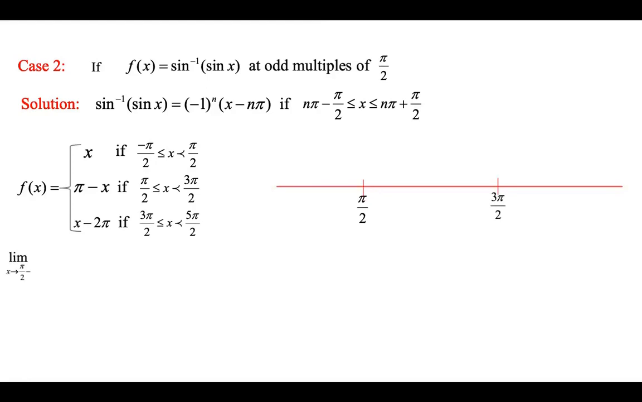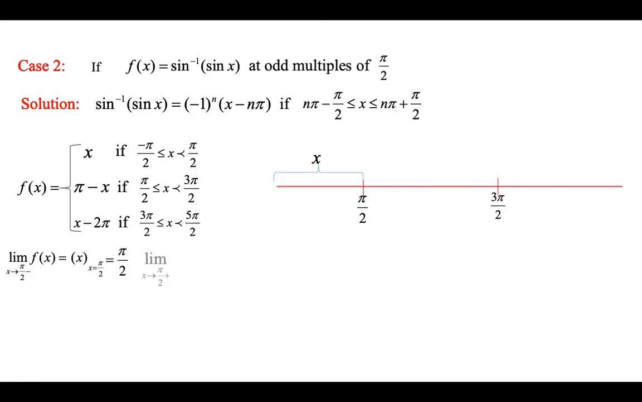Now, at pi by 2, I am calculating the left limit, as x tends to pi by 2 minus. On the left side of pi by 2, the function is given by x. That x evaluated at pi by 2 gives the value pi by 2. Means at pi by 2, the left limit is pi by 2.